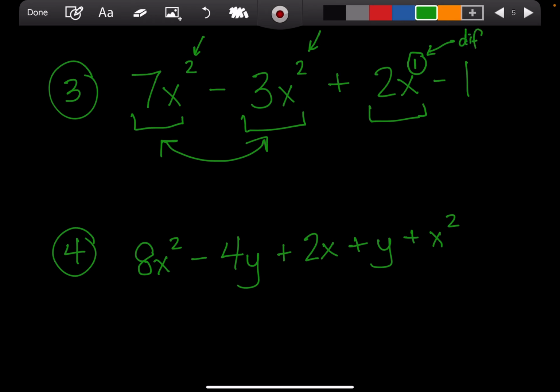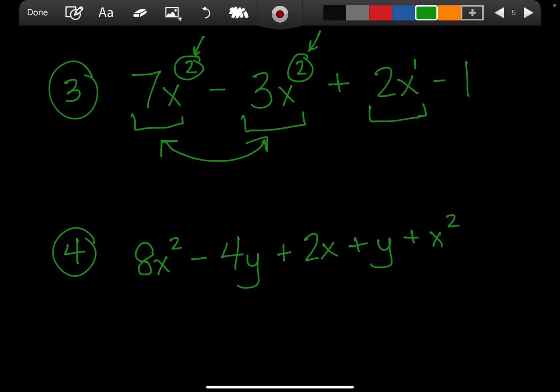Okay, so a different exponent with the variable. If the variable has a different exponent than the other terms, they are not like terms and you cannot combine them. Okay, so now 7x squared and 3x squared, they both have the same exponent of 2 over x.